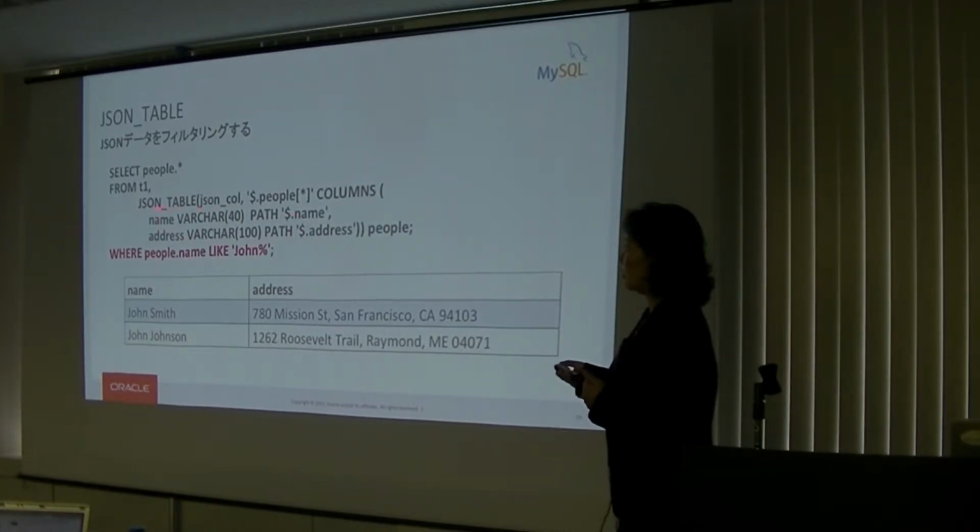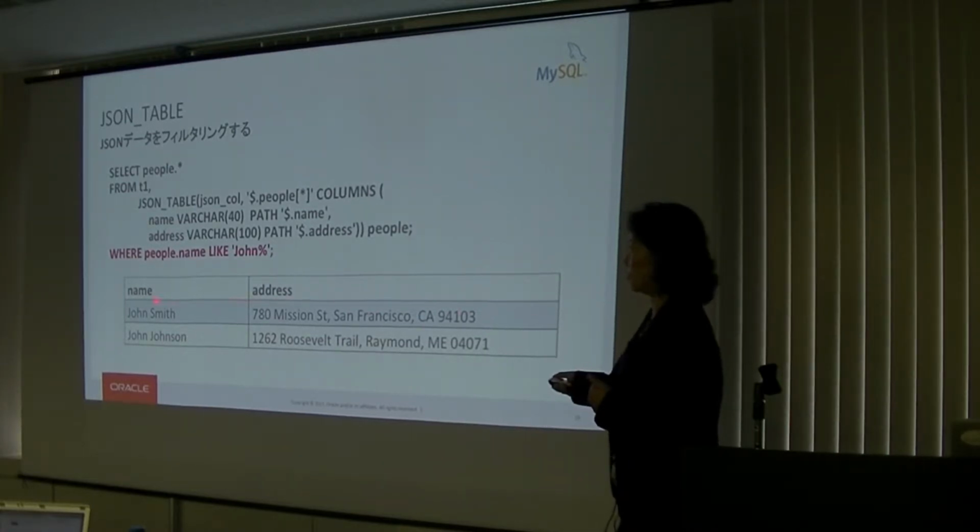Example for using JSON table is, I want to find all the people in the JSON array I had before who has name like John. JSON table will map to the mapping as before, and this part was just filtering, which returns this result.